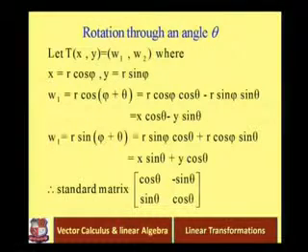Now how do we make this standard matrix? What is our first coordinate? w1 is equal to x cos theta minus y sin theta. So what is the coefficient of x? Cos theta. And what is the coefficient of y? Minus sin theta. So that is the first row of our standard matrix. Again, this is w2: w2 is equal to x sin theta plus y cos theta. So the coefficient of x is sin theta, and the coefficient of y is cos theta. So sin theta and cos theta become the second row of this matrix.